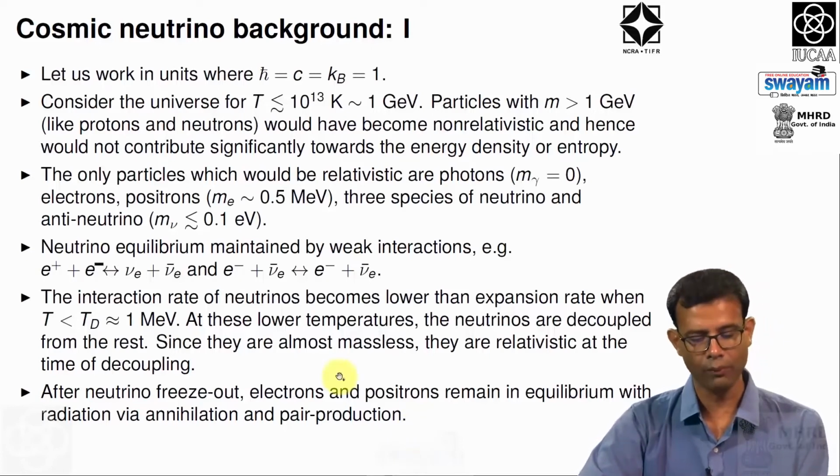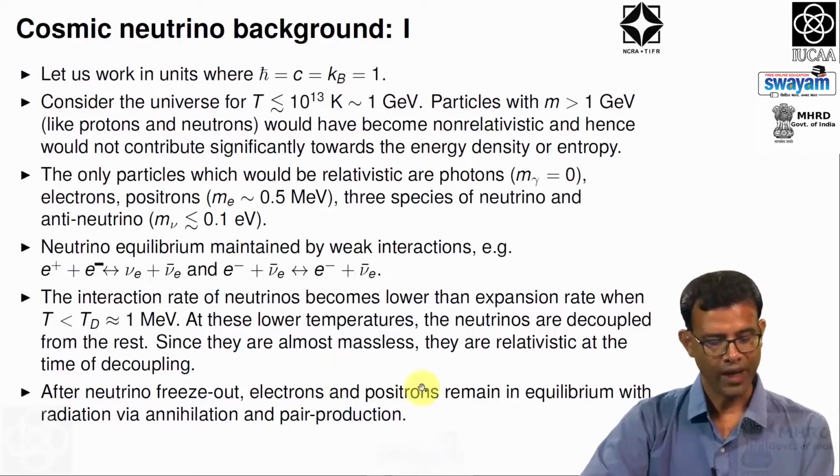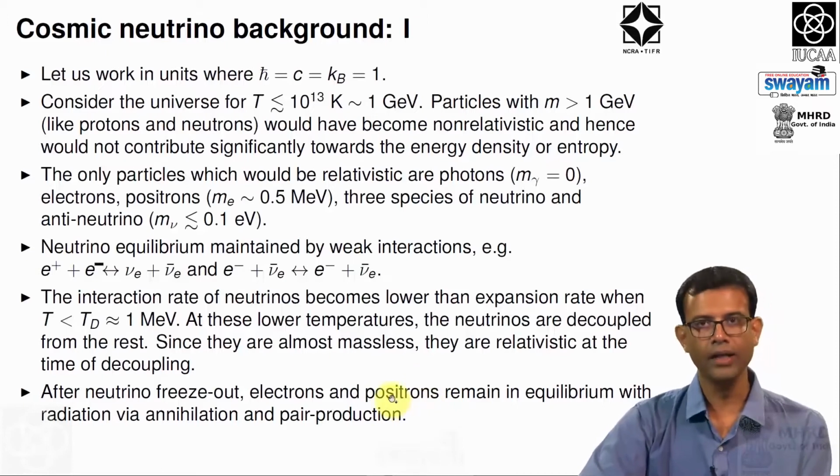So, electrons, positrons and the photons are in equilibrium, and the neutrinos are going their own way. They have decoupled.